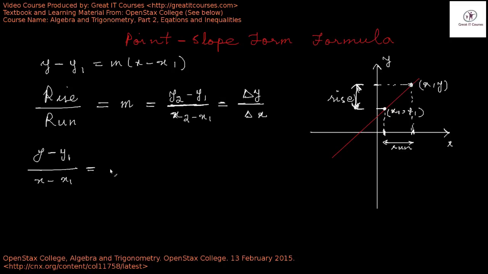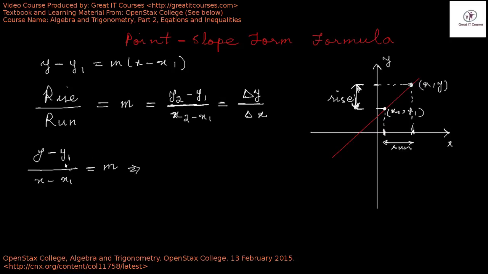This is equal to the slope of your line, because if this point x and y is on the line, and if this point x1 comma y1 is also on the line, then if you compare the x and y components of the 2 points, that must be equal to the slope of the line, because that's basically the definition of the slope of your line.